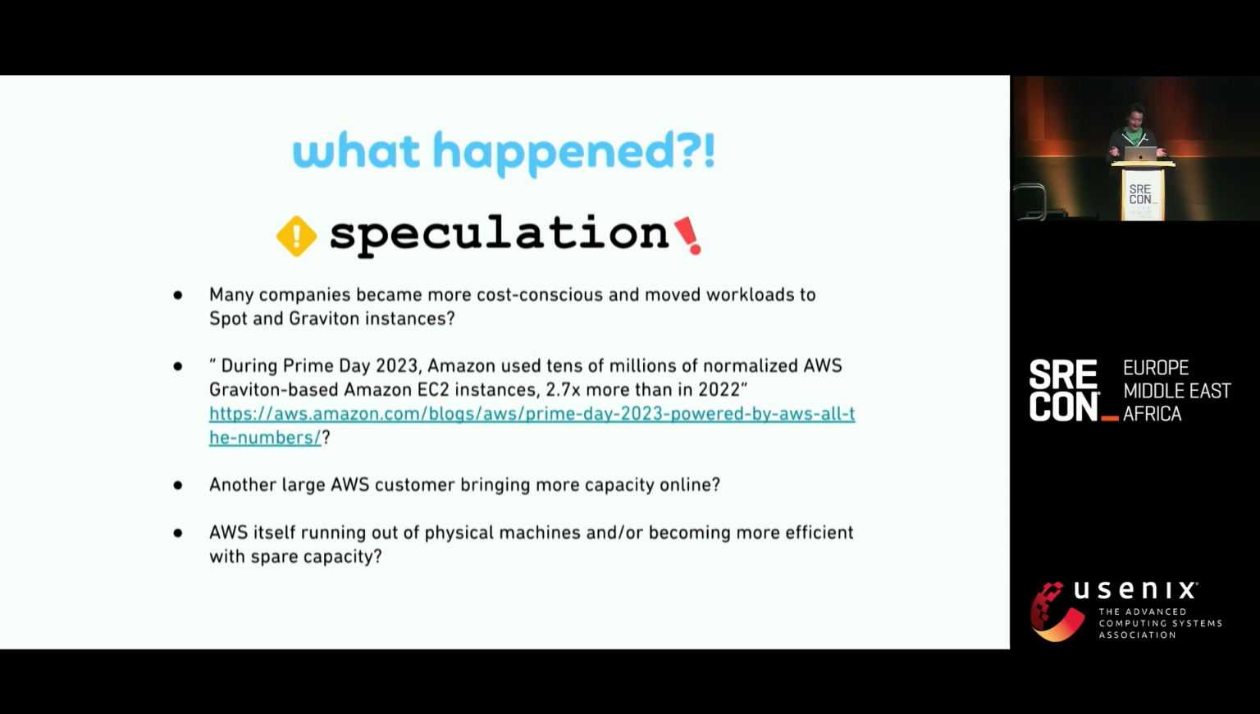Or is another large AWS customer bringing on more capacity? And actually, I've seen some other large customers of AWS present on this topic as well, where they moved everything, tens of thousands of instances plus in some cases. So that's also very feasible. And then is AWS also trying to cut internal costs? And are they running out of physical machines and not replacing them over time?